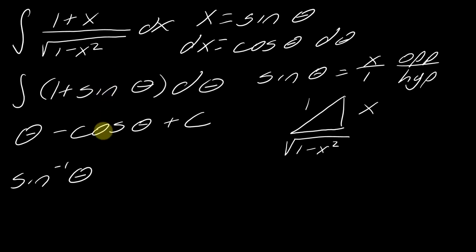And then cosine theta is going to be the adjacent over the hypotenuse. So this will just end up being minus the square root of 1 minus x squared plus C. And there you go. So is that easier than some of the other routes that you would have taken?